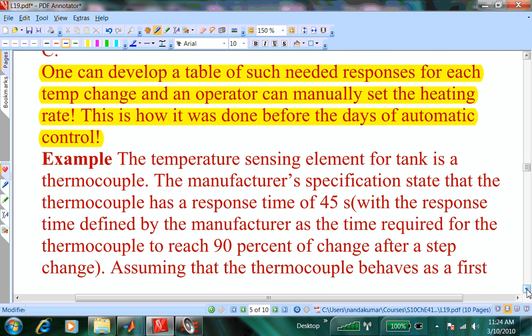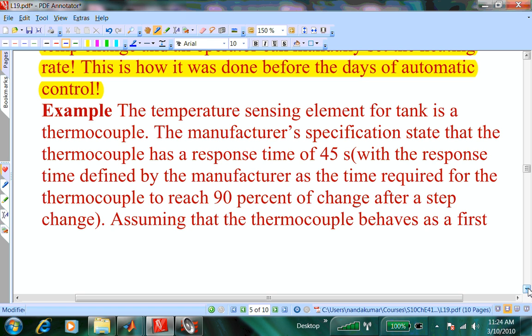Now we are going to focus on the measuring element, the thermocouple. So here is a problem. It says the temperature sensing element for the tank is a thermocouple. The manufacturer's specification states that the thermocouple has a response time of 45 seconds. And the manufacturer has to tell you what he means by the response time. That definition of a response time is the thermocouple will reach 90% of the step change. If you put a step change on the thermocouple alone, leaving everything else out, it will reach 90% of the step change, the steady state value, in 45 seconds. That is what they define as a response time.